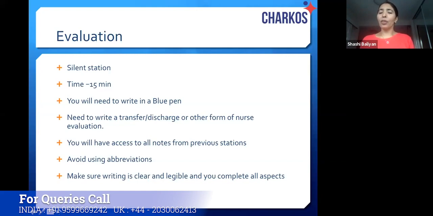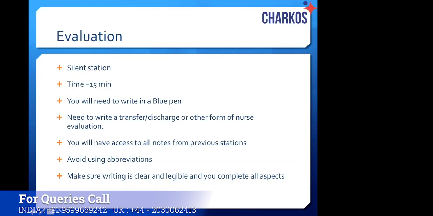For that, you will need to know what your assessment was, what planning you did, and what medications you gave. So all the papers from the previous 3 stations will be given to you, and you can look into those papers and then write your evaluation. Remember that you wrote your care plan with a black pen. That is why they are giving you a blue pen, so that you cannot make any changes to any of those things. So this is the reason for that.